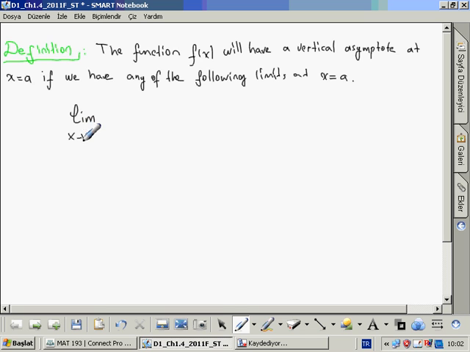Limit as x approaches a from the left hand side, f of x equals minus or plus infinity. Limit as x approaches a from the right hand side, f of x equals minus or plus infinity, and the limit as x approaches a, f of x equals minus or plus infinity.